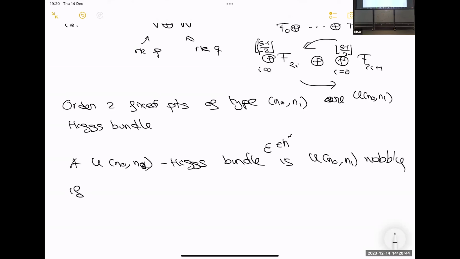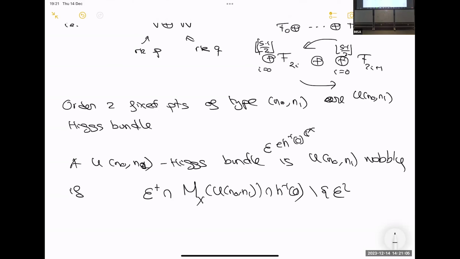So it needs to be fixed, otherwise it doesn't make sense what I just said. What I'm saying is that the downward flow intersects the moduli space of U(n,0) rank 1 Higgs bundles at the nilpotent cone outside the given fixed point. So this is a remark from the constructions that I just explained.